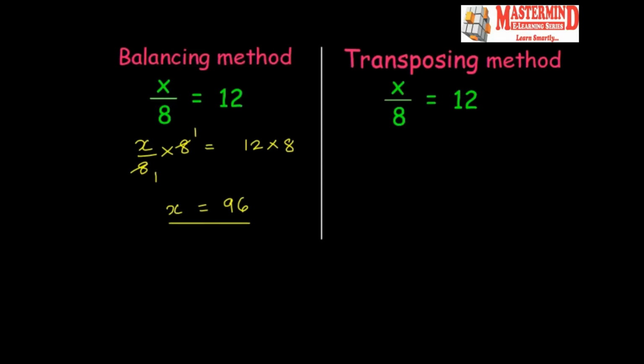Right? Now the same sum, if we solve using transposition method or transposing method, I want to get rid of this 8 from here. And since it is in division, x is divided by 8, when I shift it to the right hand side, it is going to be multiplied because opposite of division is multiplication. So here I'll keep the x over here and I'll keep 12 on the right hand side. Only this 8 is going to change its place. From division, the sign will change to multiplication. So I have x is equal to 12 into 8, and that means x is equal to 96.